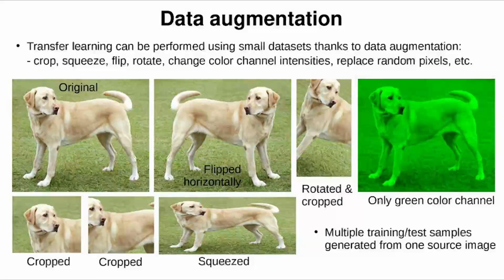Take the original image of a yellow lab. If we take its mirror image, it can be used to teach a neural network that a dog facing in a different direction is still a dog. If we crop out different parts of it, the network can learn to recognize a dog based on just some of its parts. If we rotate or distort the image, the network can learn to recognize dogs from different angles. If we vary the intensities of different color channels, the network can learn to recognize dogs under different lighting conditions.